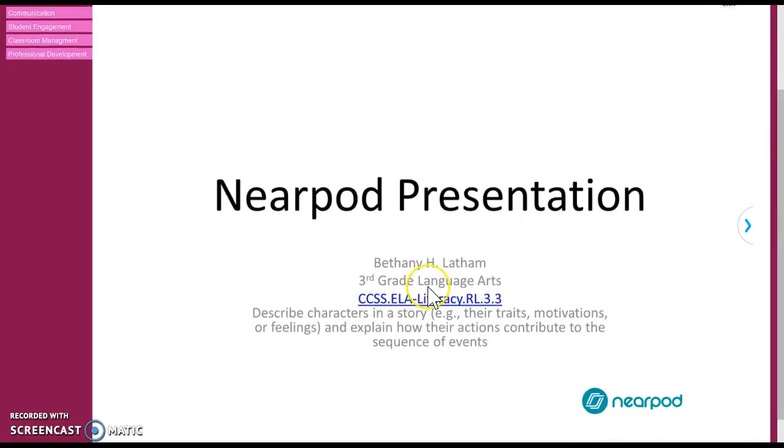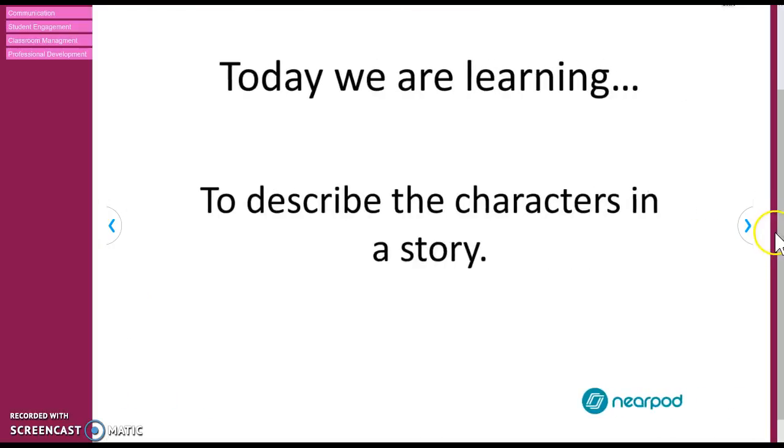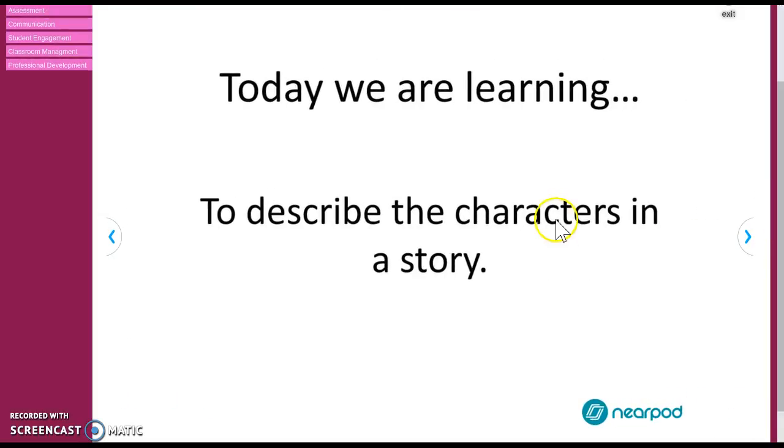I have my name and the third grade language arts standard that I used. So the standard is describe characters in a story and explain how their actions contribute to the sequence of events. So my student-friendly learning target is today we are learning to describe the characters in a story.